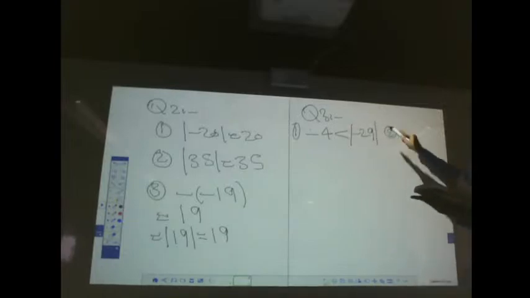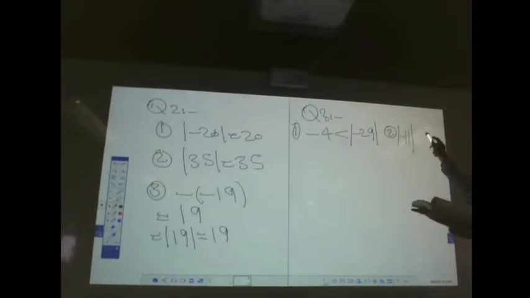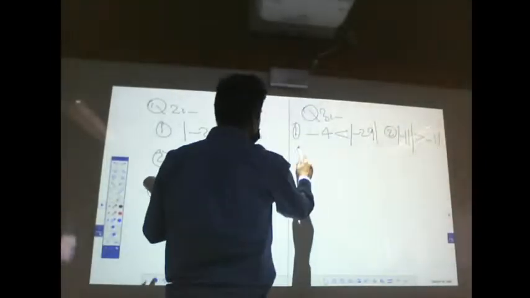Number 2, minus 11 in the absolute, is it smaller or bigger? This one, question 2, is bigger, correct? Because minus 11, right? It is in the absolute. When we check outside, 18 is already greater than minus 11, so it is bigger, right? Now let's take question number 3.